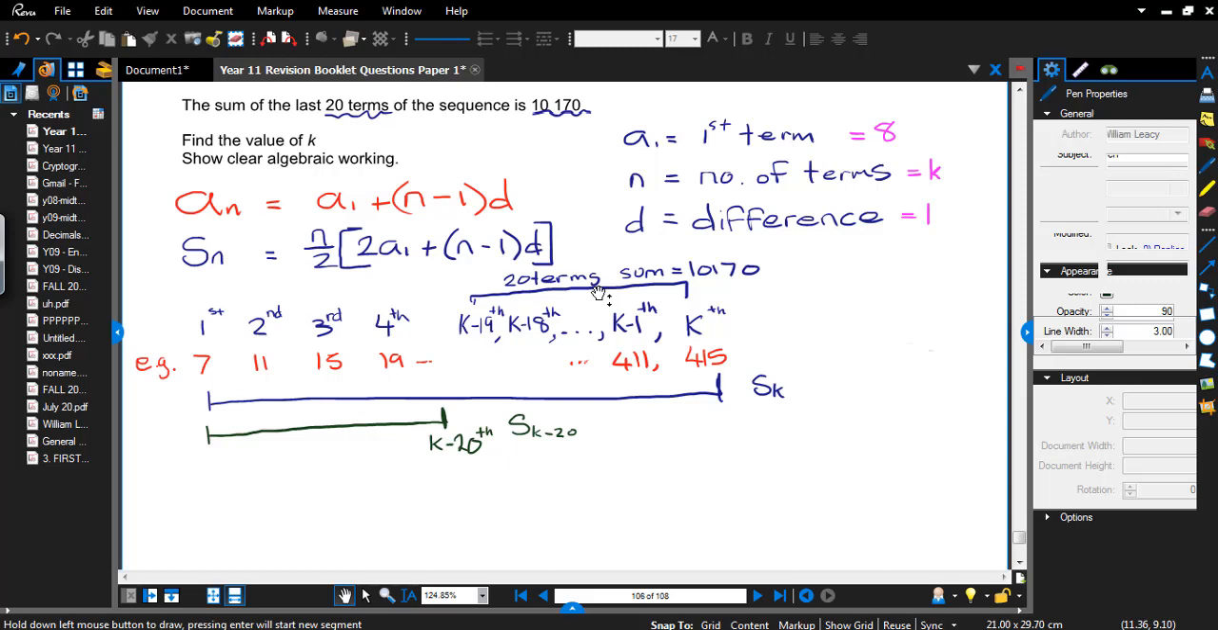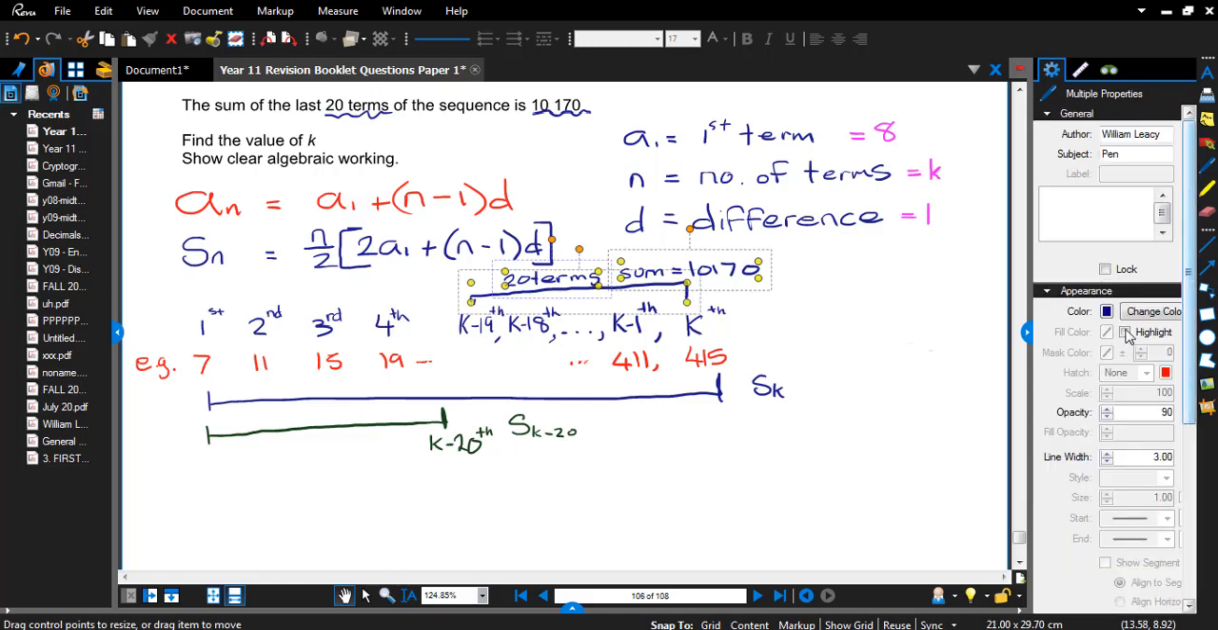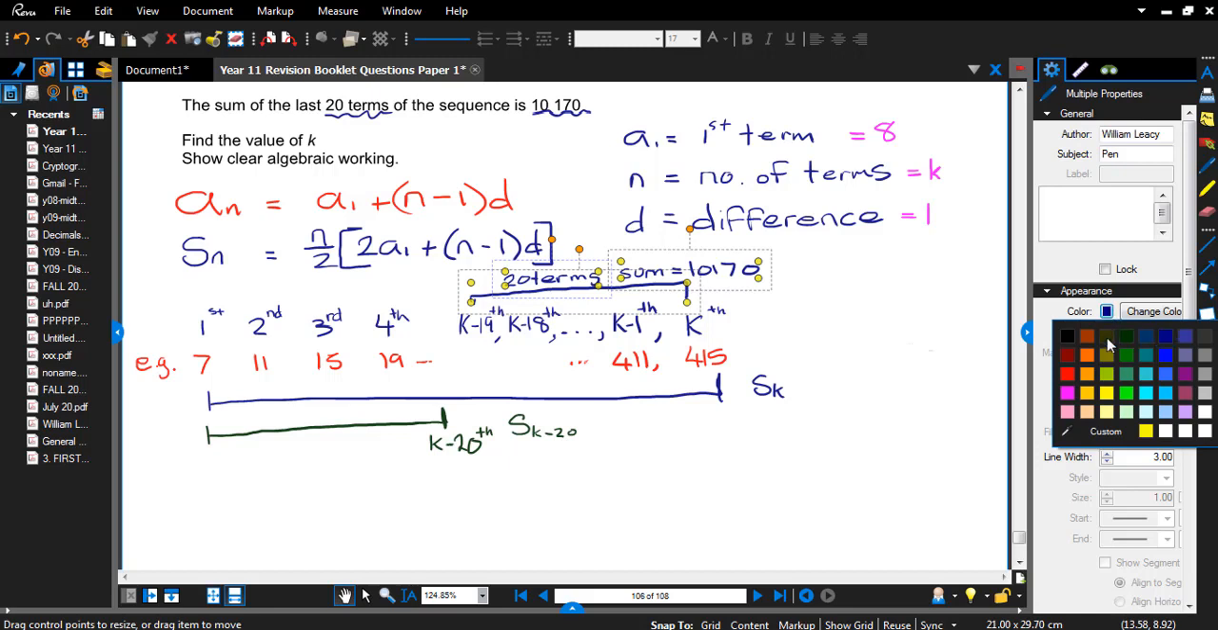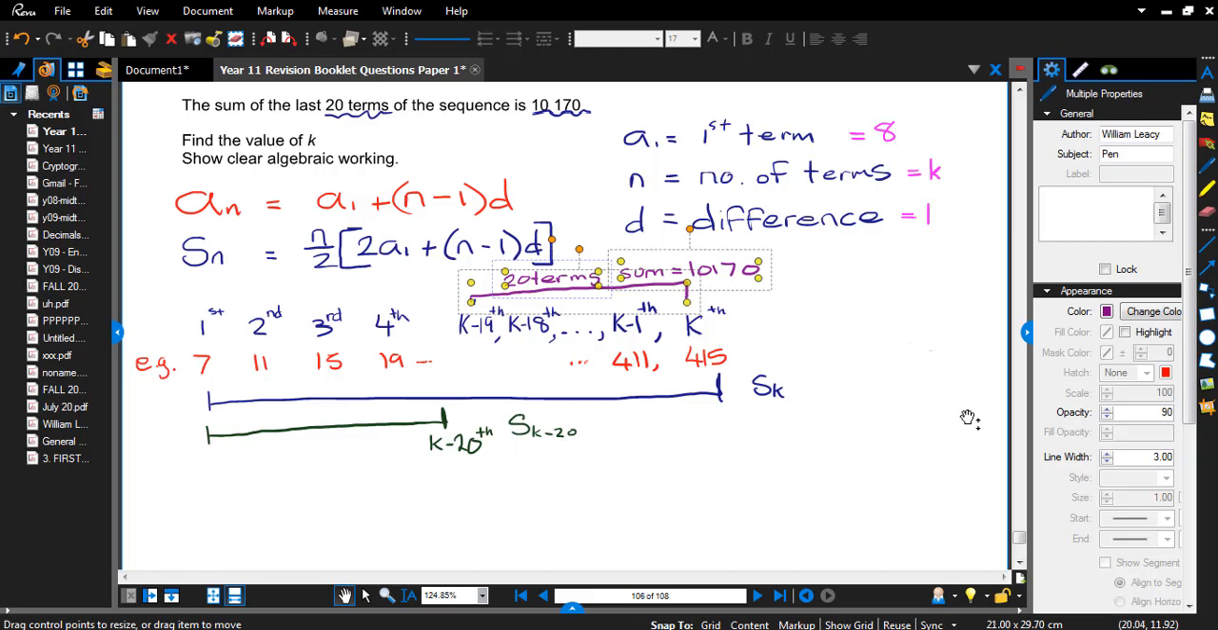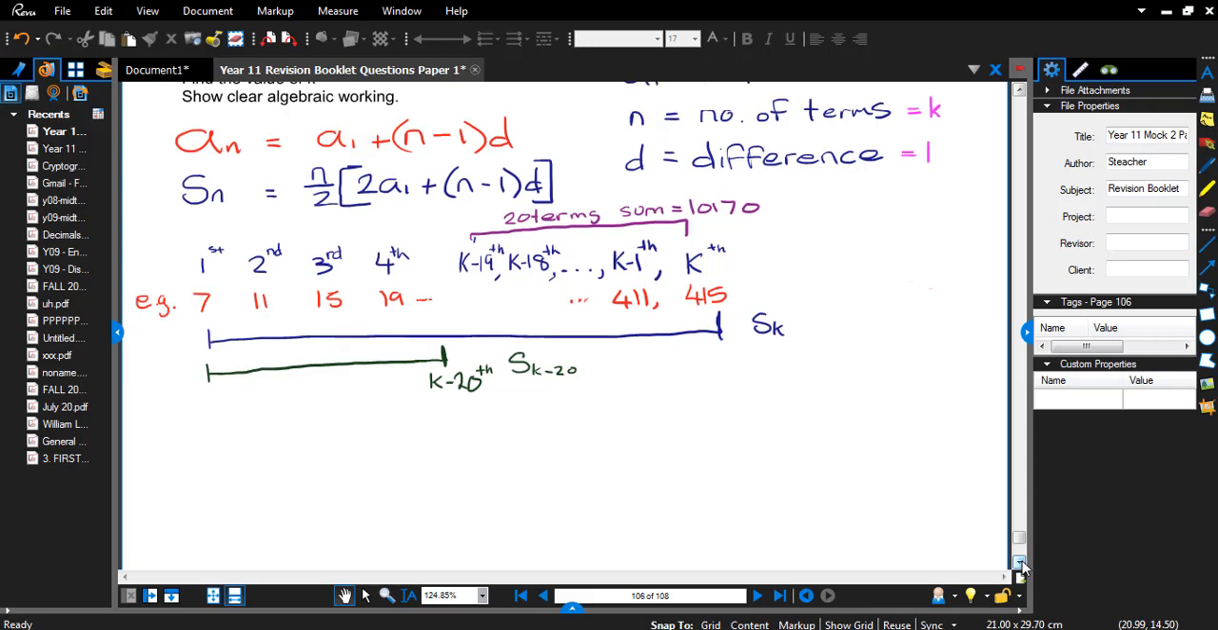Alright, so I might color coordinate that just so it makes it a bit more clear for you. Not the easiest topic in the world, but you can definitely do it. I'll make this kind of purple. Alright, there you go. So the green plus the purple is equal to the blue, right? The sum of all the terms minus the sum of the first k minus 20 terms gives you the sum of the last 20 terms, which we already have, but we'll have it in algebra and we can put it equal to the number. So you'll see what I mean now in a second.